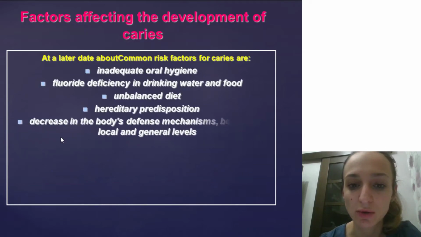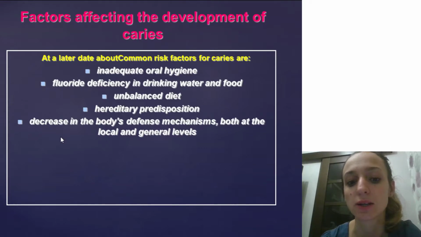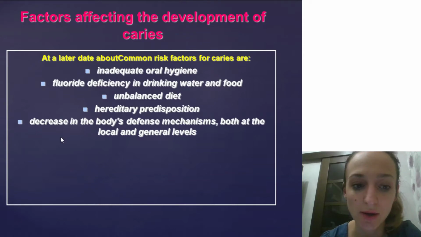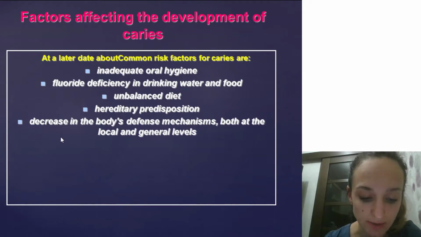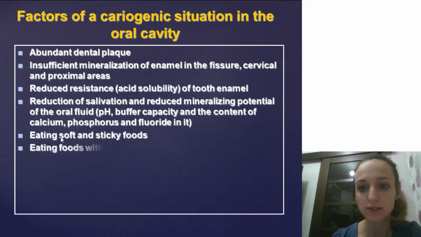At a later date, about common risk factors for caries: it is inadequate oral hygiene, fluoride deficiency in drinking water and food, unbalanced diet, hereditary predisposition, and decrease in the body's defense mechanisms, both at local and general levels. Of course, at the system level, resistance of carious lesions depends on the facial skeleton, building type, jaws, occlusion, and factors in the oral cavity.